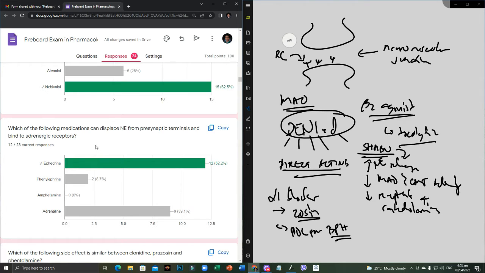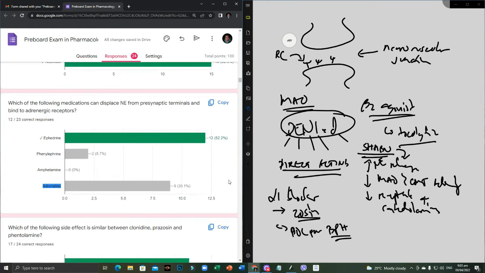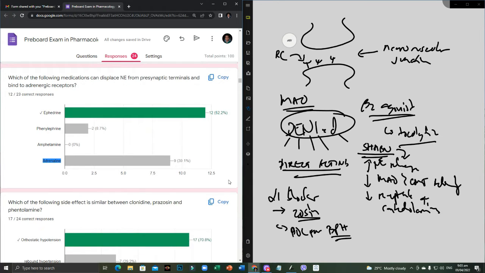Now, actually, there are two correct answers for this one. We can have ephedrine, and then we can have amphetamine as well. The majority of you answered ephedrine, which is correct. Adrenaline, class, is not a correct answer because it's a direct acting sympathomimetic drug. And no one answered amphetamine here.